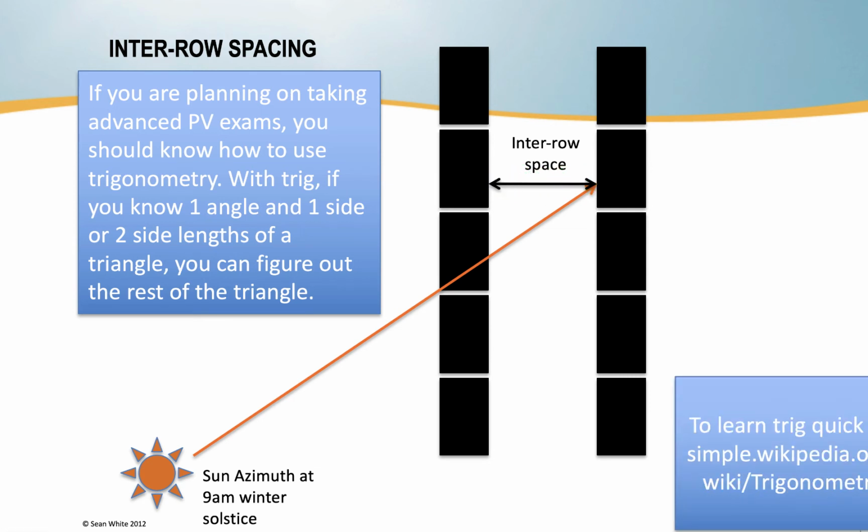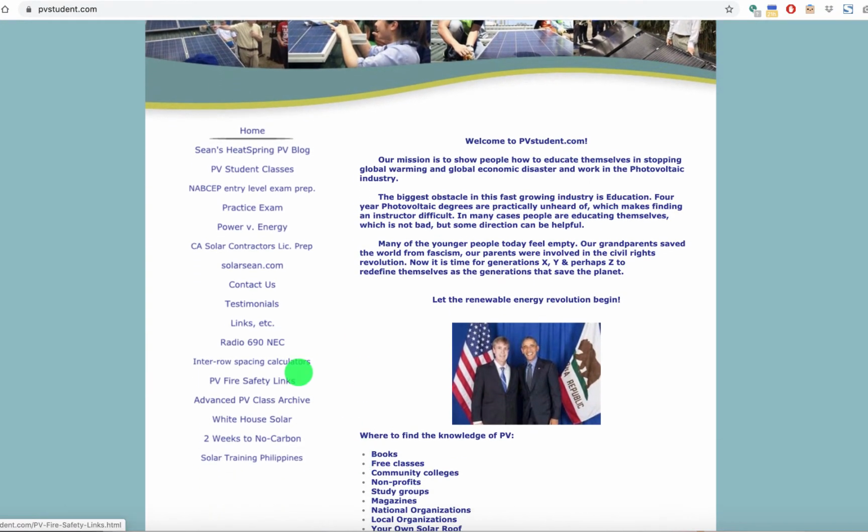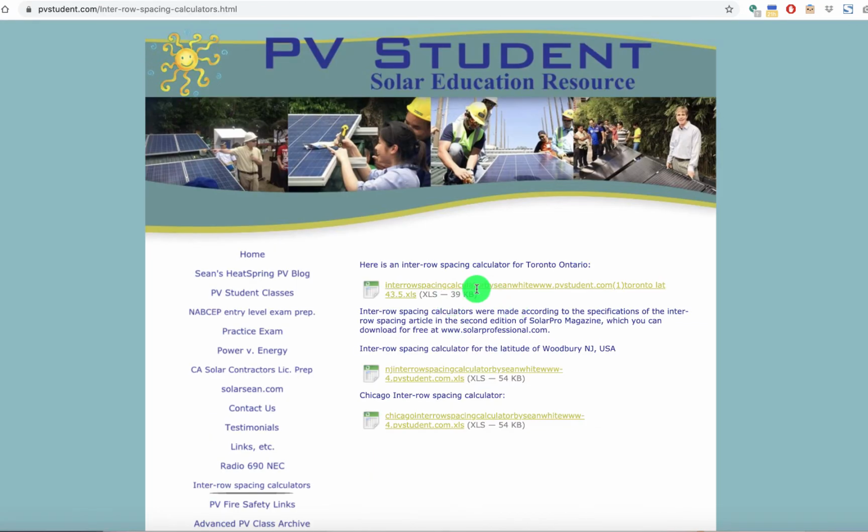If you are interested in relearning trig or learning trig, you can even go to Wikipedia and figure it out there. This is an old website that I made, and I have an interrow spacing calculator right here. It's an Excel spreadsheet, and if you want to, you could use that, punch in some numbers, and it does all the trig for you.